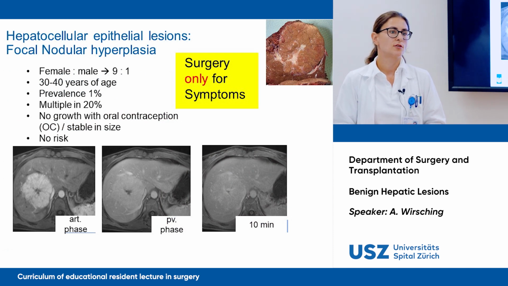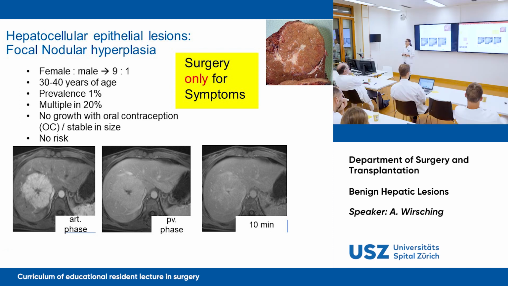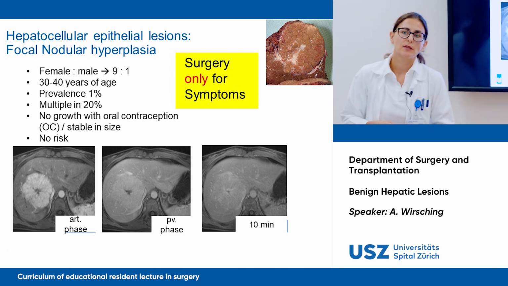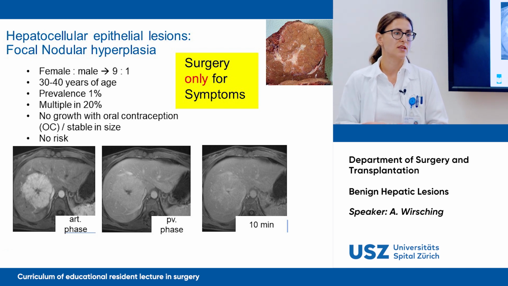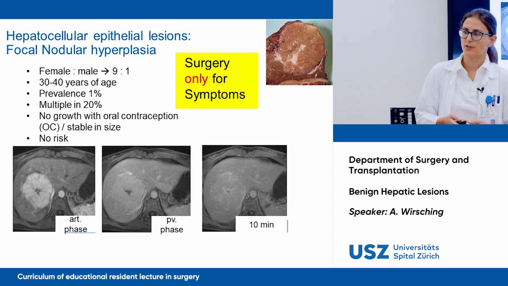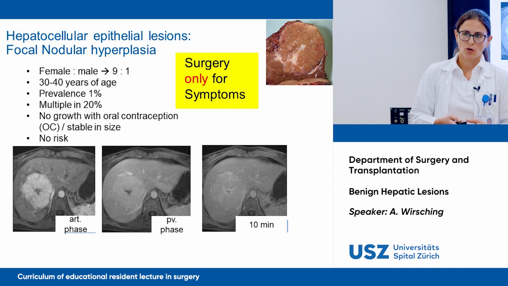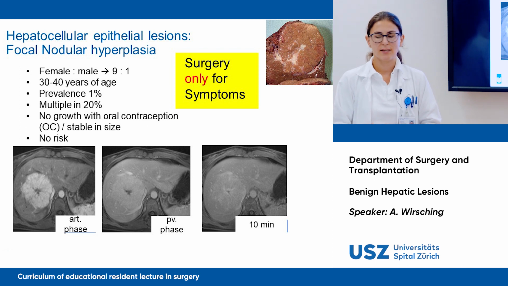Usually it's a lesion encountered in women, so the women-to-men ratio is 9:1. It's about a prevalence of 1%, so for benign liver tumors it's quite frequently encountered. It is multiple in 20% of cases, and in 25% of cases it coincides with hemangioma, which is maybe also a hint towards the hypothesis that it arises from abnormal vasculature. And it does not show any growth on oral contraception or pregnancy. So this is something which is different compared to other benign liver lesions.